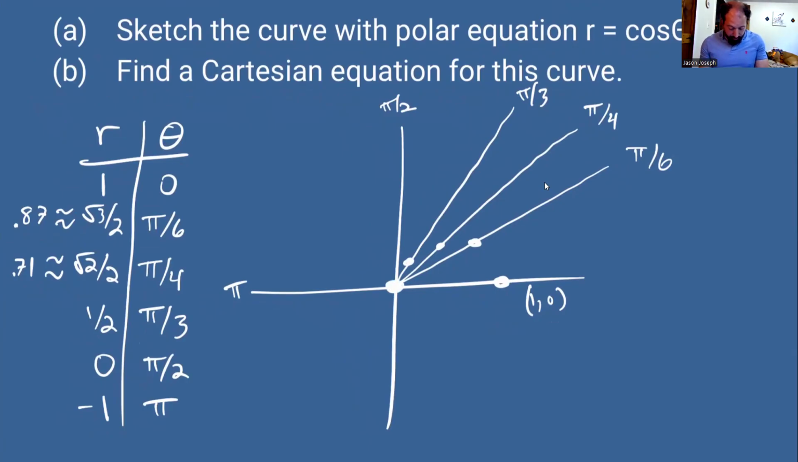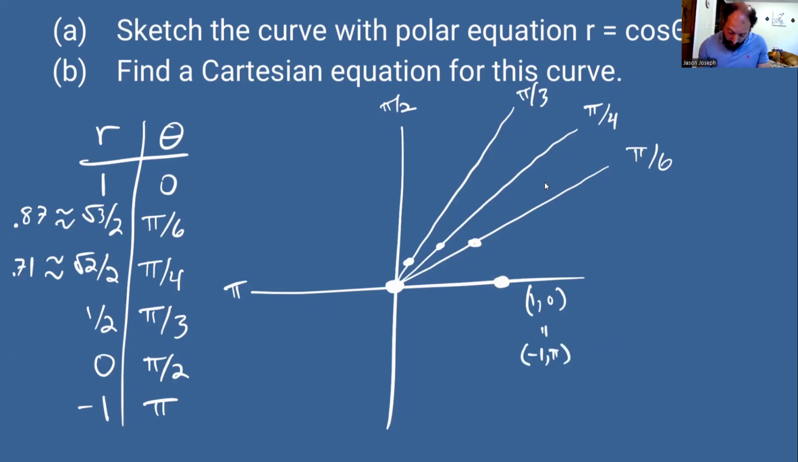And then this is a big jump, but when we get to an angle of pi, my radius is -1. So the point -1, pi in polar is the same as the point 1, 0. So I get back around to here.